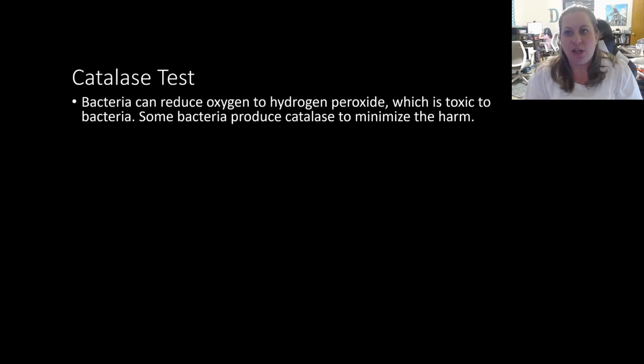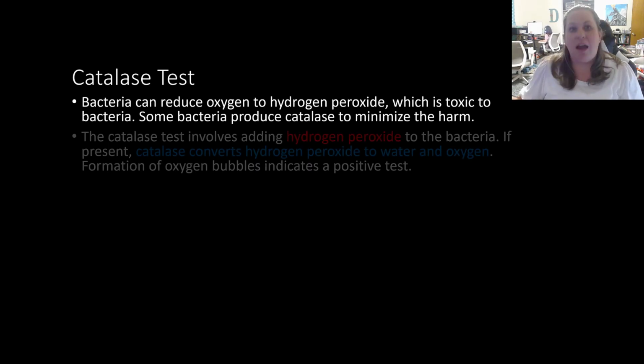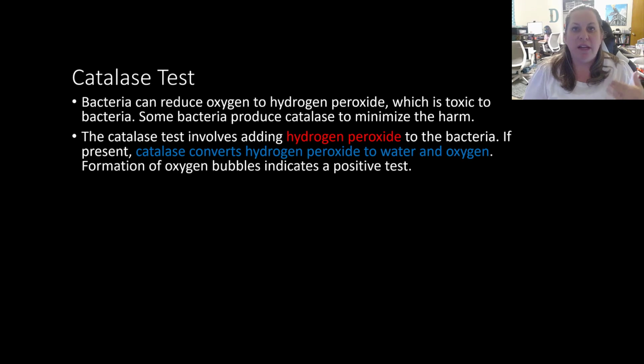The first one I want to talk to you about is the catalase test. The catalase test is where bacteria can reduce oxygen to hydrogen peroxide. Now, when they reduce oxygen to hydrogen peroxide, that can become toxic to them. And so some bacteria do produce an enzyme called catalase, which can break down hydrogen peroxide into oxygen and water. So it's kind of like reversing it, making it not as toxic to them. Now, if they can do this, we're going to see that catalase is present. That enzyme is present.